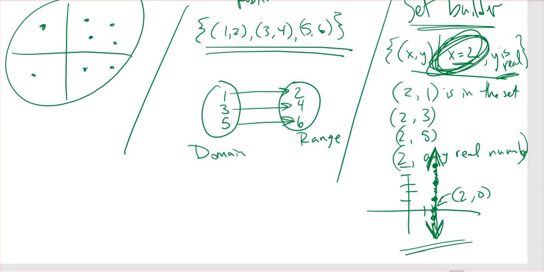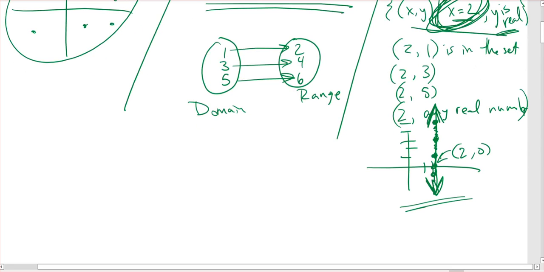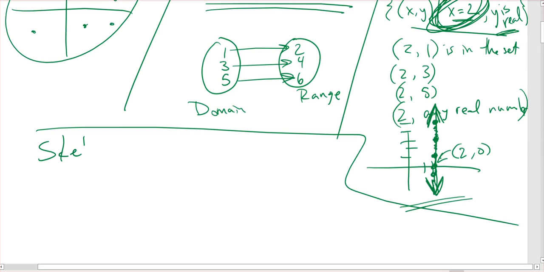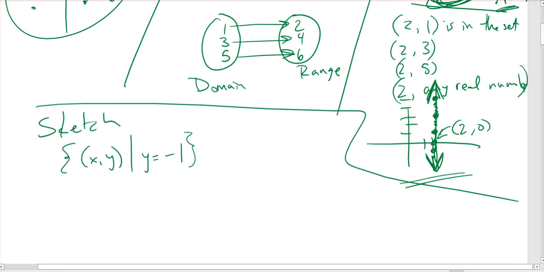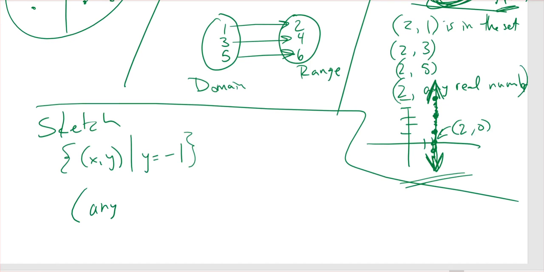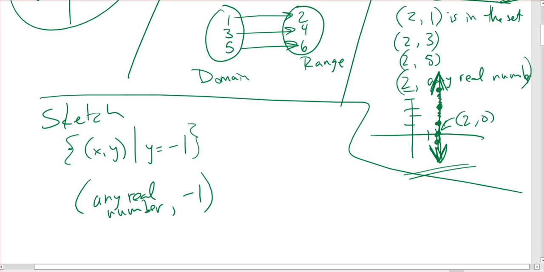So let's look at another one that's kind of like that, but it's slightly different. Let's sketch the set of all x, y such that y is -1. Okay, well, we can do the same thing here, right? So what's in this set here? We're going to have any real number for our x value, and we're going to have -1 for our y value. So any element of this set looks like this.